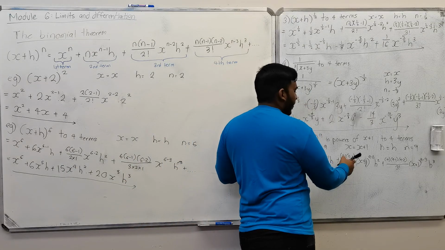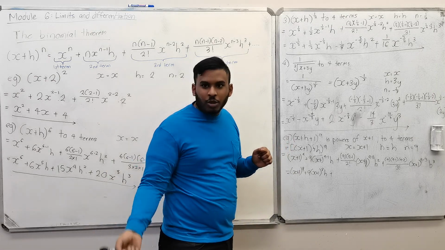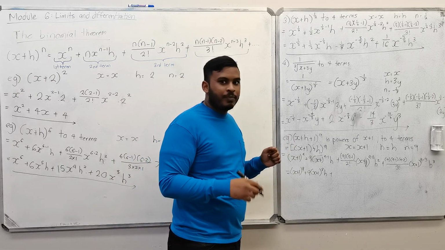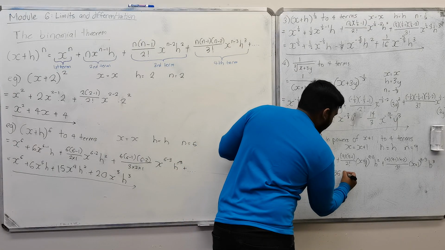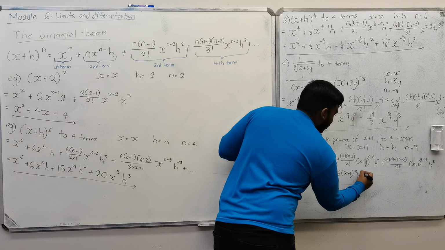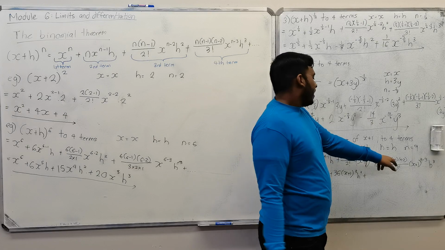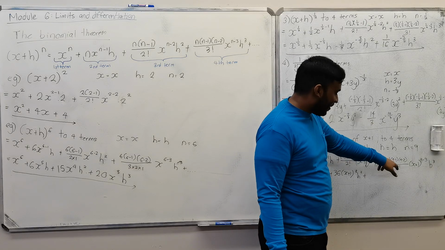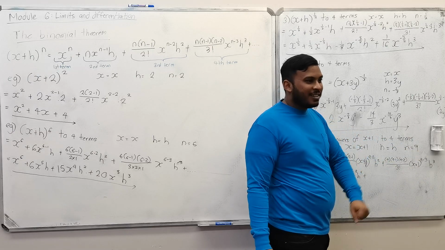Plus 9 minus 1 is 8. 9 times 8 is 72 over 2, 36. Yeah, 36. 36 into x plus 1 to the power 8 h squared, right? Plus, this top part will be 72 again. 72 times 7.